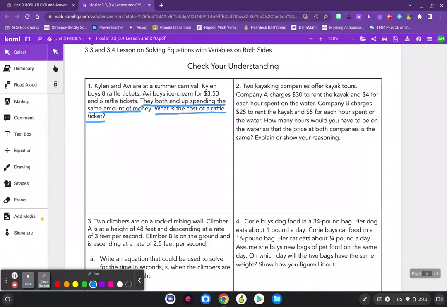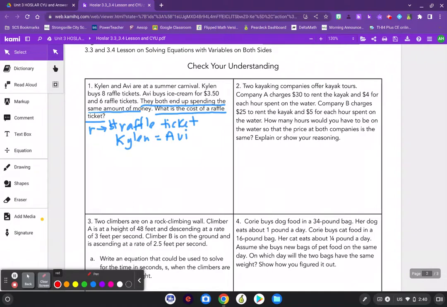So again, I'm going to pick a variable out here. Sometimes I like to pick the variable that matches what I'm trying to find. I'm trying to find the cost of a raffle ticket. So instead of calling my variable X, I'm actually going to call my variable R. I also know that Kylan and Avi's amount of money spent is the same. So I also think it's helpful to say, I need a scenario for Kylan, I need a scenario for Avi, and they're the same amount of money being spent from each of them, so I can set their 2 situations equal to each other.